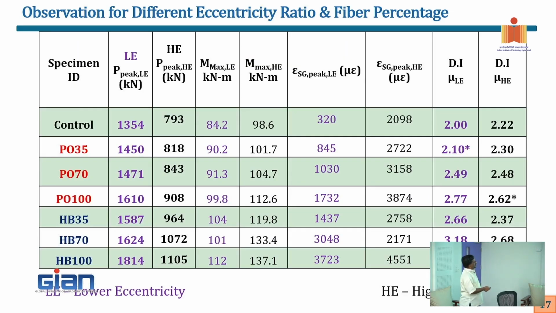From all these things, what we can see here is that the addition of fibers helps me in increasing the capacity. You can see here 1350, 1450, 1471, 1610, right? Similarly, this is the same for high eccentricity also. The load at failure kept on increasing. Similarly, the moment at failure also kept on increasing. And I am able to also get more from the rebars. This is called the deformability index. You see here again, the more fibers, the more I am able to get. I cannot really talk in terms of ductility, but the deformability of the system is much better.